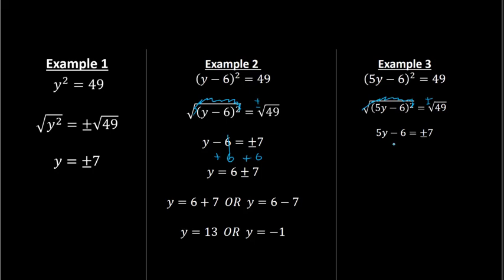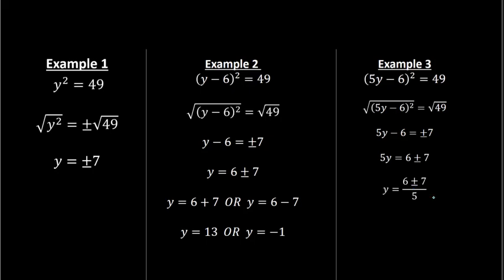Working in reverse order of operations, we take care of subtraction first. So we add 6 to both sides. We now have 5y equals 6 plus or minus 7. And then we can divide both sides by 5. So now we have y equals 6 plus or minus 7 over 5.